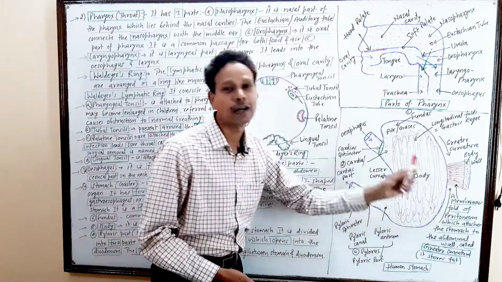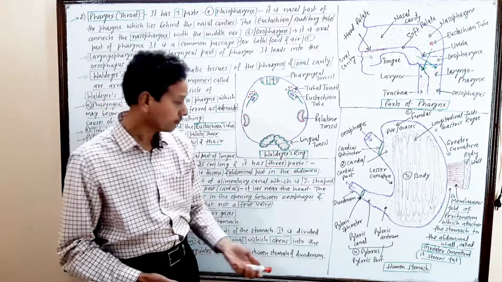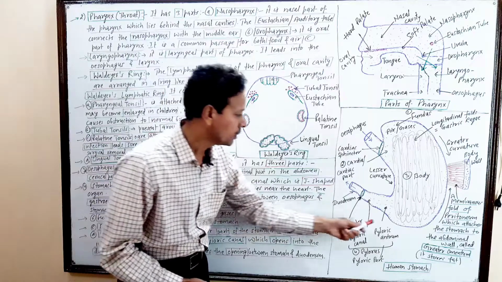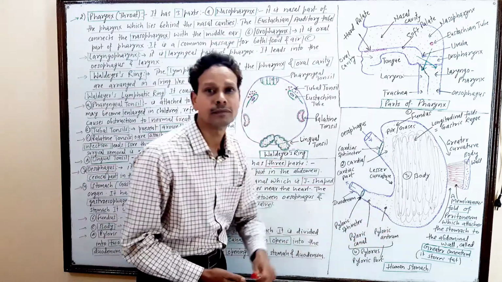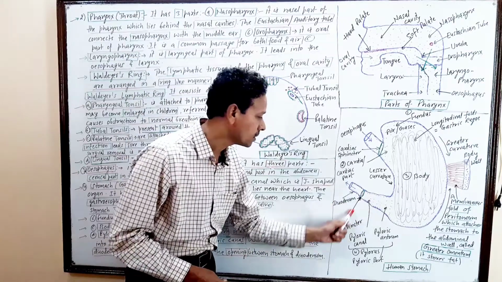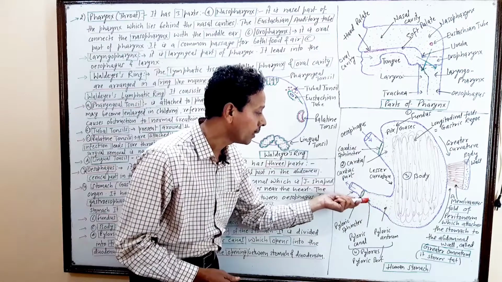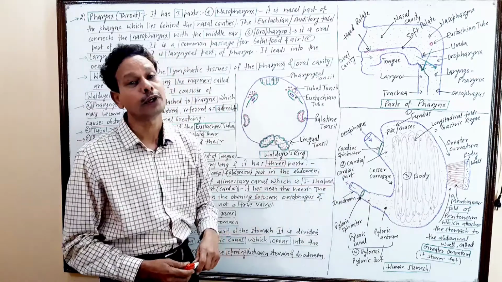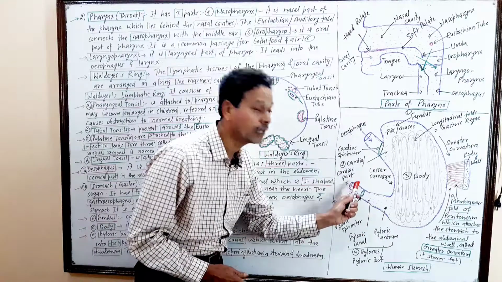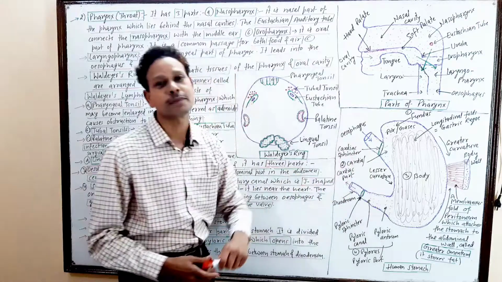And the last part of this stomach is the pyloric part. This pyloric part is further divided into two parts. This one is the pyloric antrum, and this small tubular canal-like structure is the pyloric canal. Then this pyloric part leads into the duodenum. Here at the junction of the pylorus and duodenum, another sphincter is there. This one is the pyloric sphincter.